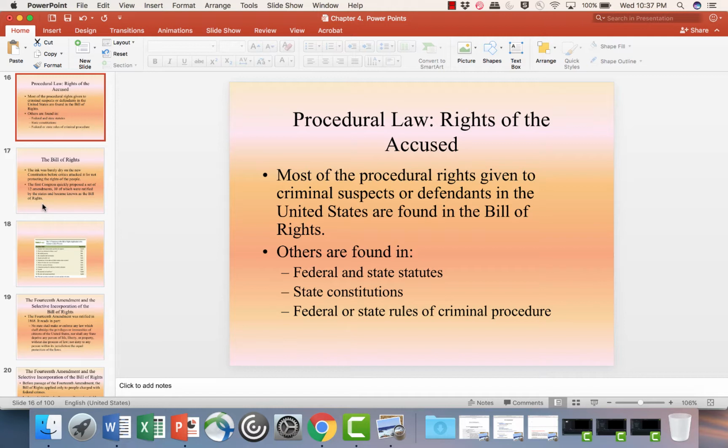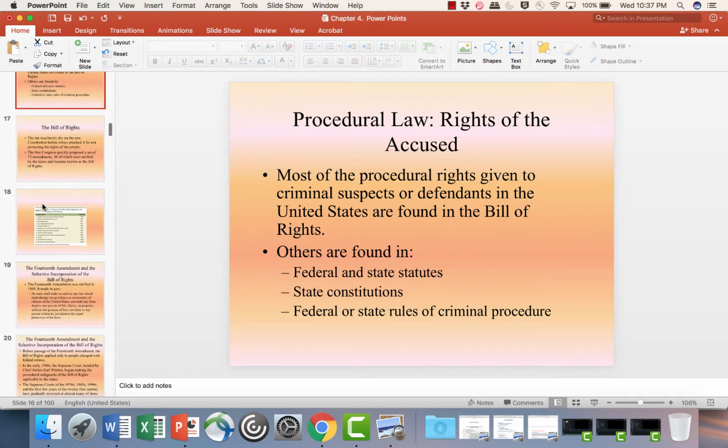So rights of the accused, most of the procedural rights given to criminal suspects or defendants are found in the Bill of Rights. Others are found in federal and state statutes, state constitutions, and then criminal procedure.